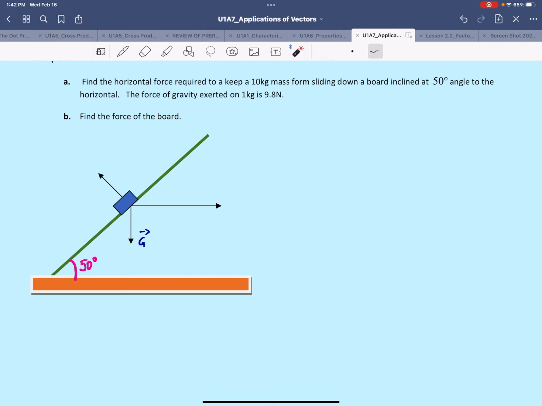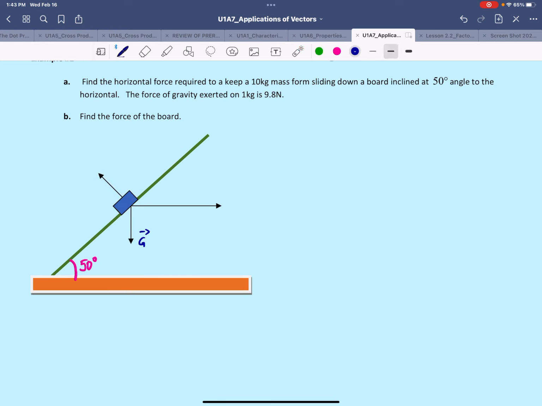Now, we have to find the horizontal force. This would be the horizontal force. So it seems that practically we're able to apply some force in the horizontal direction, as indicated, to stop the object from sliding down. Now, a little bit of physics knowledge in here. You see another vector that is perpendicular to the ramp. Now, what is this vector about?